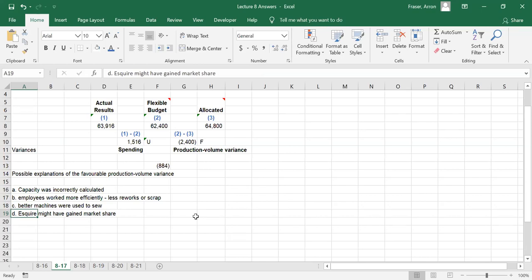So this is where those who've worked before or those who are working will have an idea of some of the things that could contribute to positive variances or negative variances. Those who have come straight from high school and just gone to university, you might be at a little disadvantage.